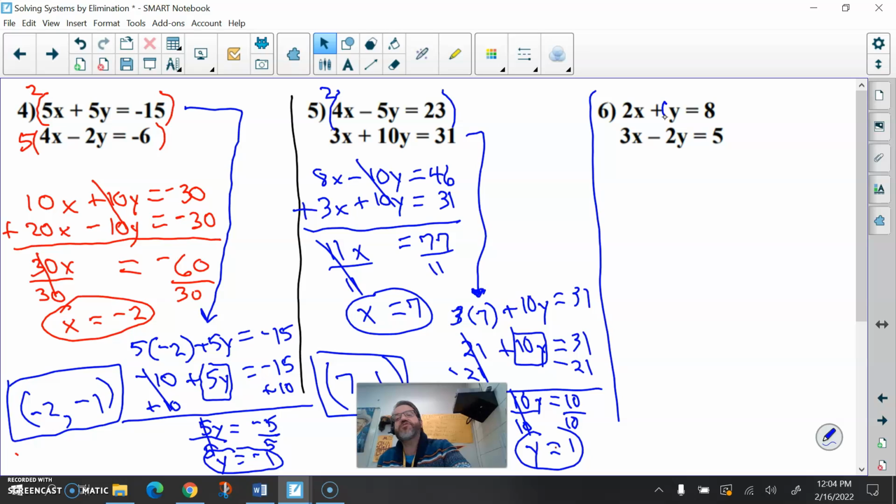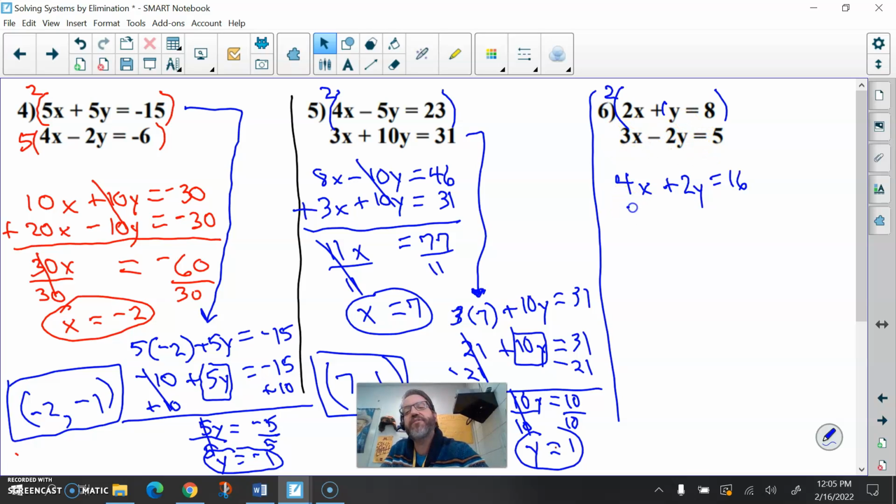Anyway, I can make that 2y if I multiply everything in my top equation by 2. And then that will cancel out with the minus 2y here. So that's what I'm going to do, multiply everything in this top equation by 2. And so we use the distributive property. 2 times 2x is 4x plus 2 times 1y, which is 2y, equals, and then remember 2 times 8, we got to do that also. That equals 16.